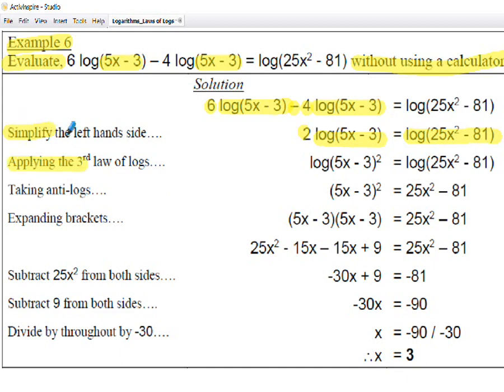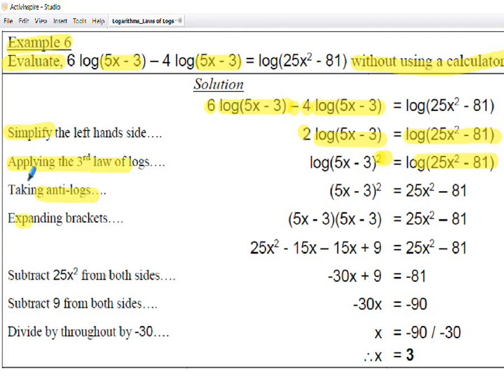Apply my third law of logarithms now to the left hand side. I bring the 2 from the front of the log to the back of the log as an index. So 2 log 5x minus 3 can be written using the third law as log of 5x minus 3 all squared. The right hand side remains the same. And again, because I've got logs on both sides of the equation, I can take anti-logs of the left, anti-logs of the right. So I end up with 5x minus 3 all squared is equal to 25x squared minus 81.